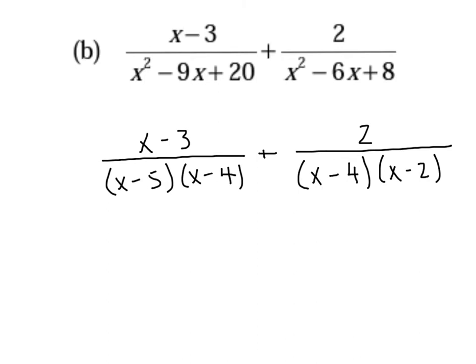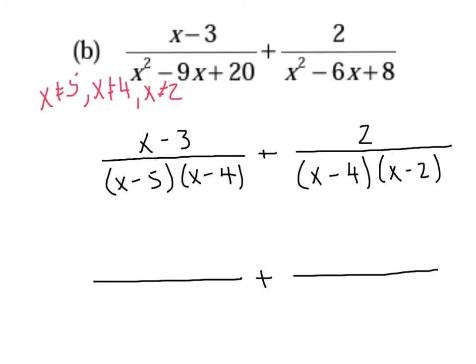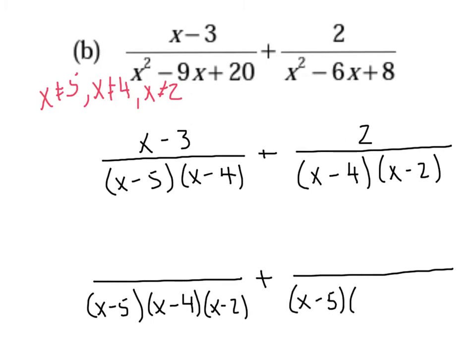What are your domain restrictions? All right, I'm going to say x is not allowed to equal 5, x is not allowed to equal 4, and x is not allowed to equal 2, just by looking at all the denominators and setting each factor equal to 0. Okay, what do you want your common denominator to be? Remember, it's going to consist of one of each factor that you see. So I'm going to need an x minus 5. I'm going to need an x minus 4, but I don't need to repeat the x minus 4. I just need one of them. And I also need the x minus 2. Again, it's consisting of one of each factor that we see.